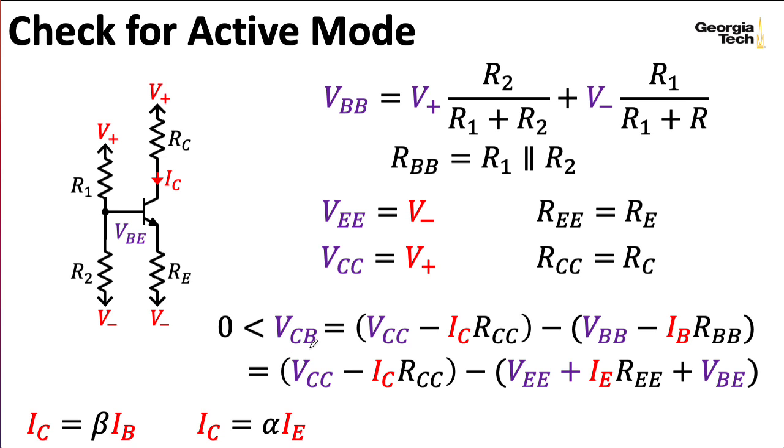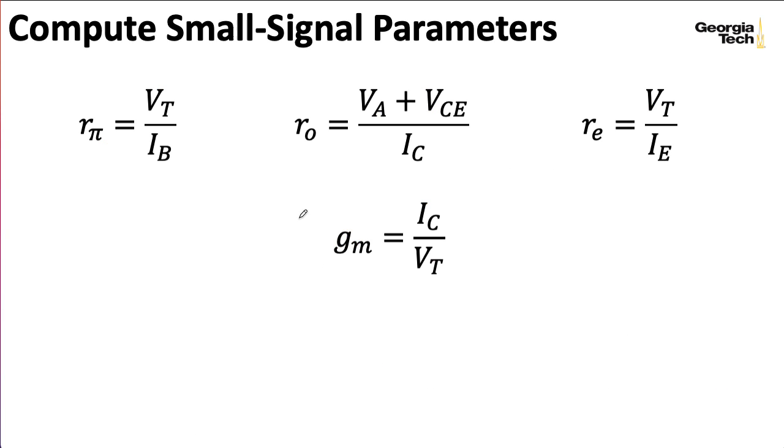All right, so once you've computed the bias currents, you can plug them into the formulas and compute the raw input and output resistance of the BJT. You can compute this raw emitter resistance, and you can compute its raw transconductance gain. And then we'll take those parameters and shove them into the formulas we derive later.